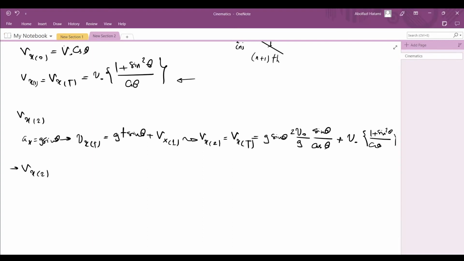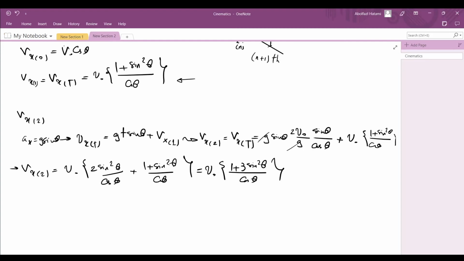Vx of 2: eliminate g and factor v0 from both terms. It is 2 sine square divided by cosine of theta plus 1 plus sine square divided by cosine theta. It is v0 times 1 plus 3 times sine square of theta divided by cosine of theta. Okay, I think we understood the relation here, but we can also find Vx of 3 to check whether the relation we found is correct or not.